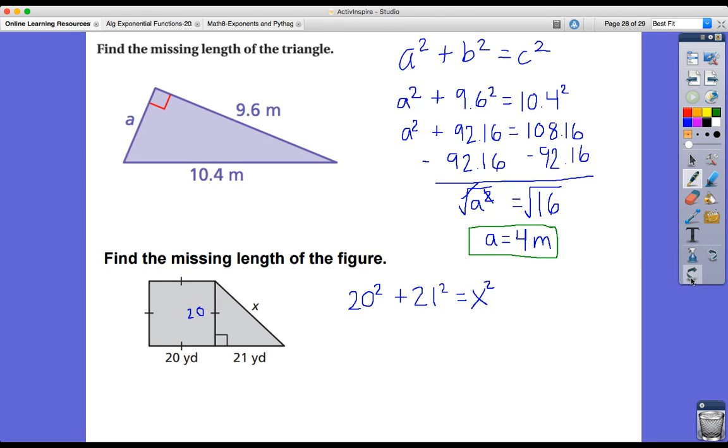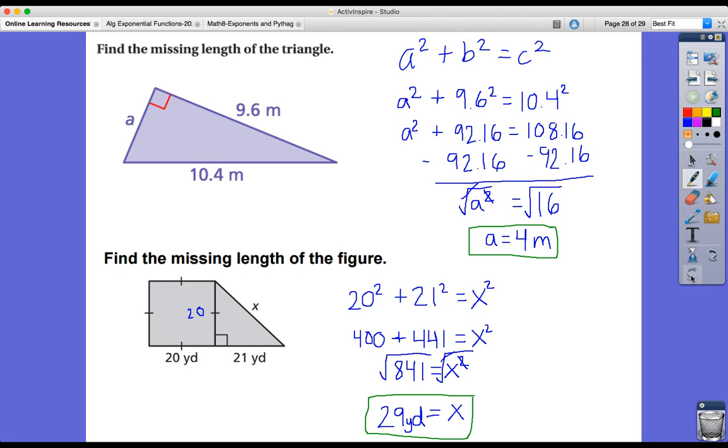So when we do the math, 20 squared is 400 plus 21 squared, which is 441, and it equals X squared. When we combine those two, we get 841 equals X squared. To get rid of the squared, take the square root of both sides. That cancels out the square root and the squared, and we get X equals 29 yards. And that will be our final answer for that one.